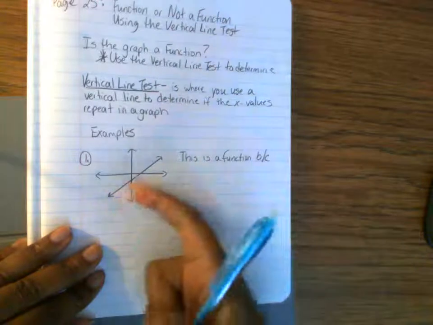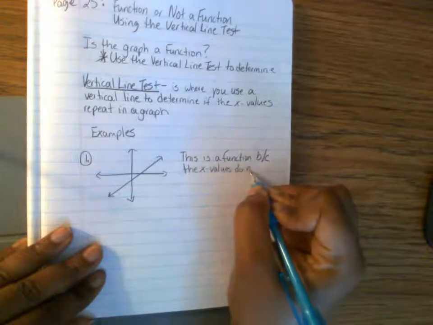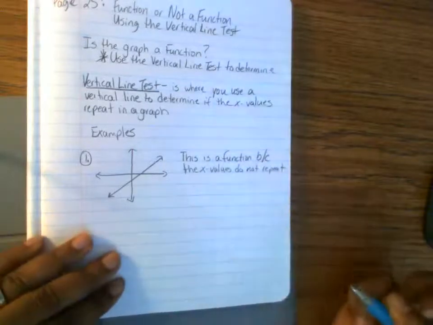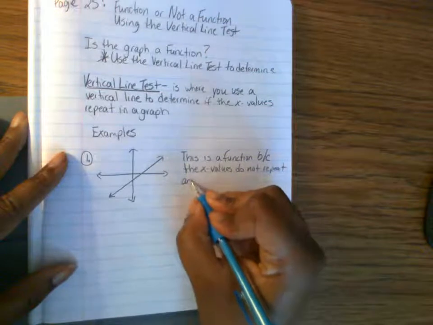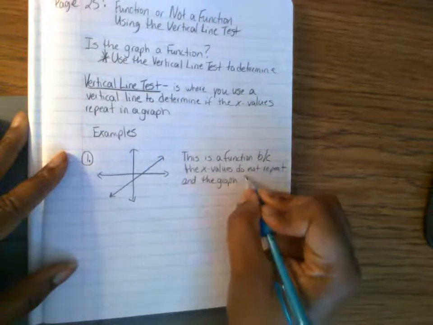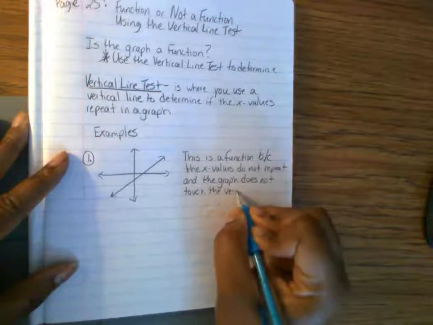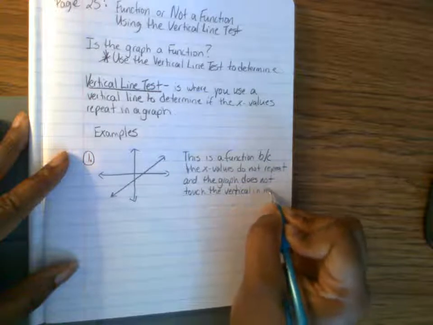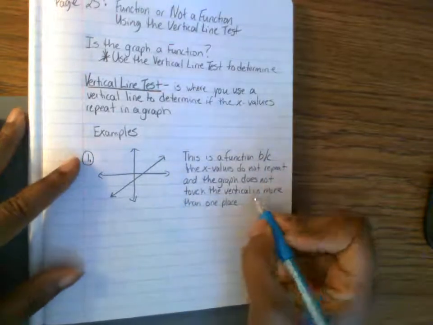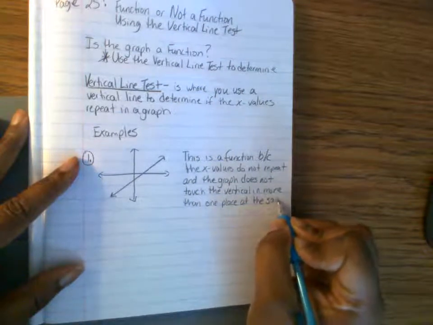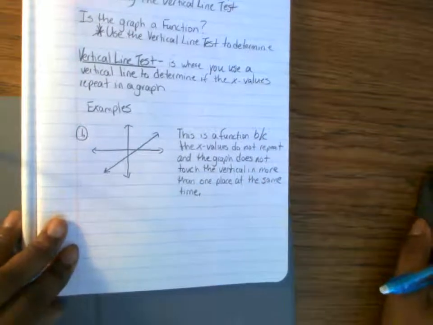because the x values do not repeat and the graph does not touch the vertical line in more than one place at the same time. Okay, I'm going to pause to give you time to write.